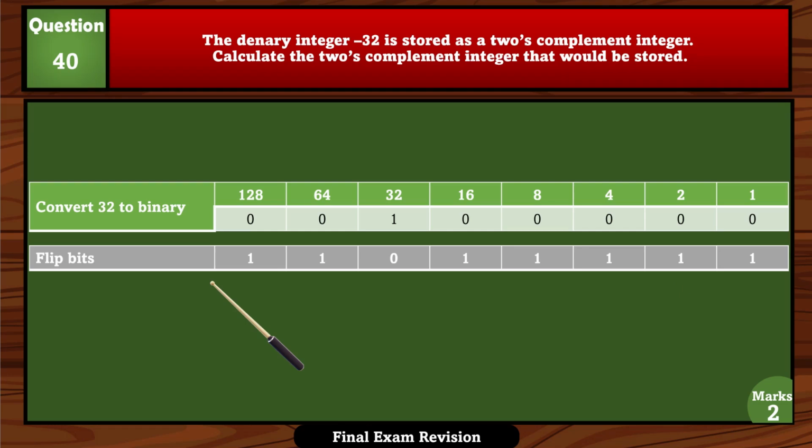Next step is to flip the bits. What I mean by flip the bits? So 0 will become 1 and 1 will become 0. So here you can see this 0 became 1, 0 to 1, 0 to 1, 0 to 1, 0 to 1, and this 1 becomes 0.